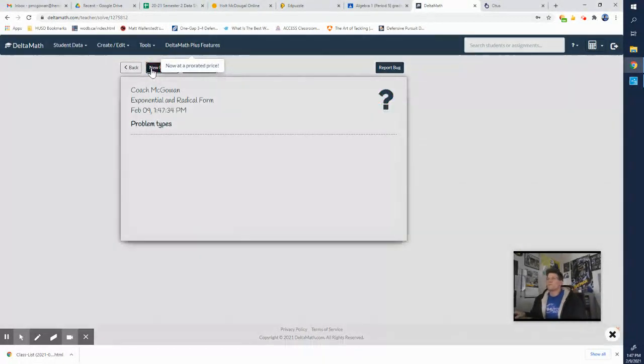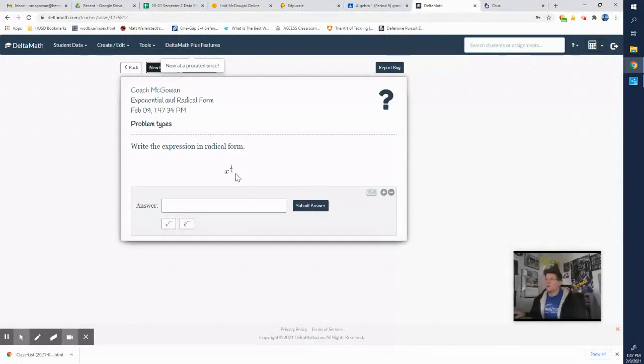Let's try another one. You have x to the 1/4. Okay, now we want to write it in radical form. My numerator is my root. Okay, so now we have it in rational form, fractional form. We need to rewrite it in radical form. So just like what we said, my numerator is my exponent. My denominator is my root.